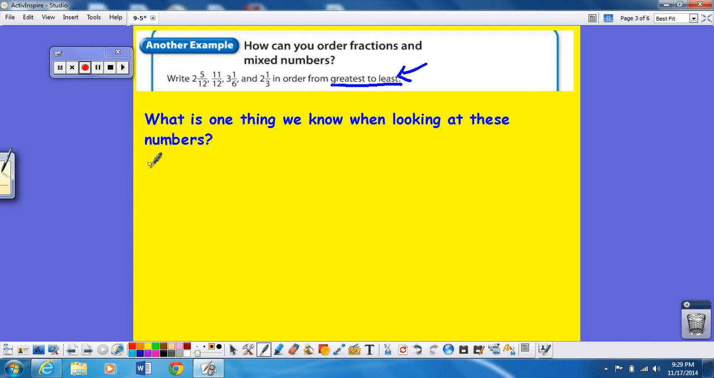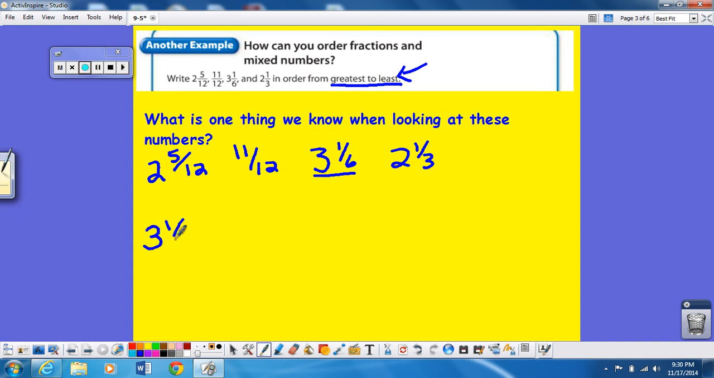Okay, so I'm going to rewrite these numbers just so I have them clear right here: 2 and 5/12, 11/12, 3 and 1/6, and 2 and 1/3. Now, when you have mixed numbers, always look at your whole number first. It is very obvious to me that 3 and 1/6 is going to be my largest number because it's the largest whole number. So I can go ahead and write that down, and I can be finished with this one.